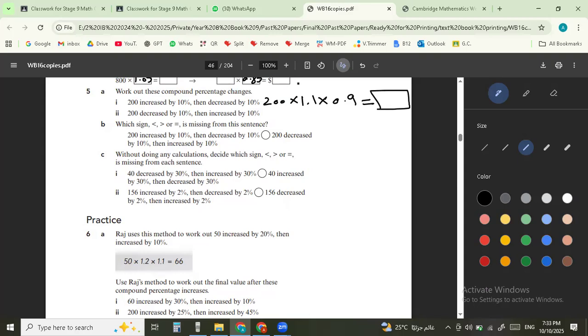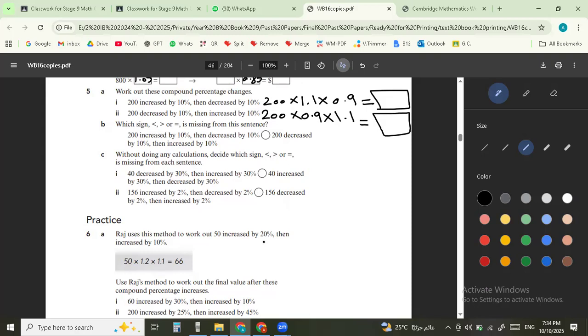200 decreased by 10%, so it is 200 times 0.9, then increased by 10%, which is 1.1. It's 110% divided by 100, is 1.1. It's going to give you exactly the same answer that you had over there in question I. Why, Mr.? Because the order in multiplication does not change anything. 200 times 1.1 times 0.9 is the same as 200 times 0.9 times 1.1. The order doesn't change anything.